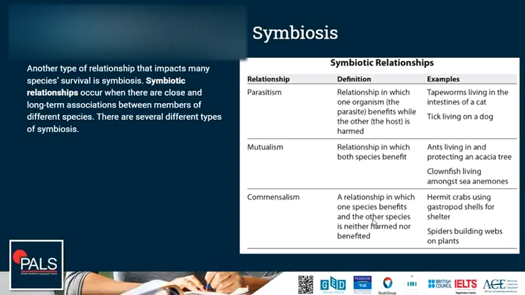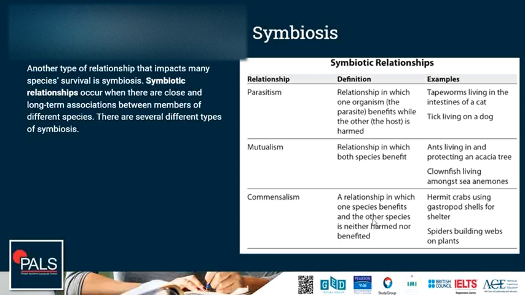One is parasitism. In parasitism, the relationship between the organisms is such that one organism, the parasite, benefits while the other organism, the host, is harmed. Examples are tapeworms living in the intestines of other organisms like cats, dogs, or even humans, or ticks living on a dog or a cat, or lice or fleas.